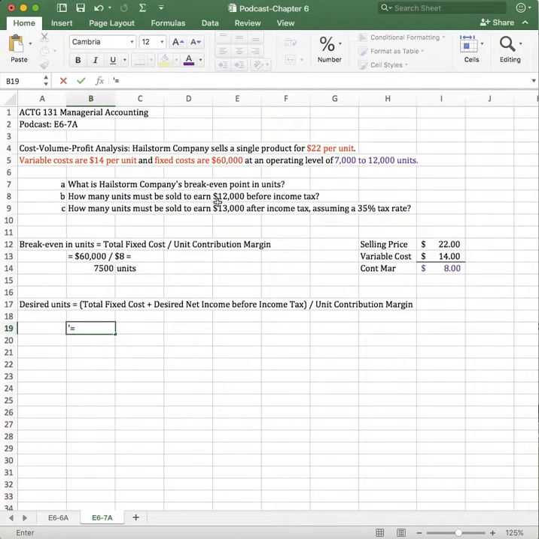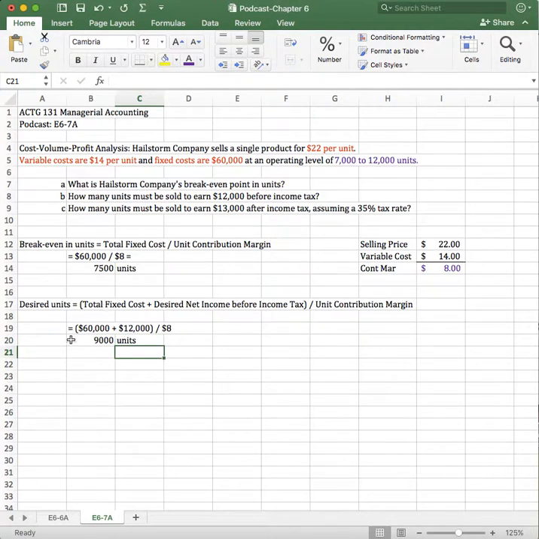So it's asking to earn 12,000. So total fixed cost, they're not going to change. That's 60,000. And we're going to add 12,000. Right? And then let's put a parenthesis around here to make it just a little clearer. We're going to divide that by $8 per unit, which again is the contribution margin. Let's do that calculation right here. 60,000 plus 12,000 divided by $8. So this comes out to be 9,000 units.